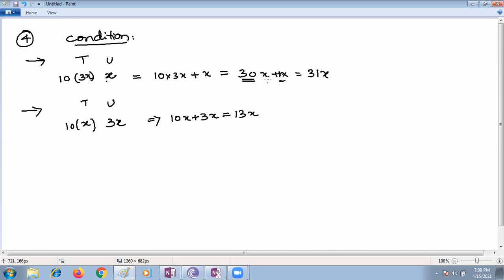Like terms we are adding here: 30 plus 1 is 31, ma'am. Do you understand, Jivitesh? Yes, ma'am. Good.